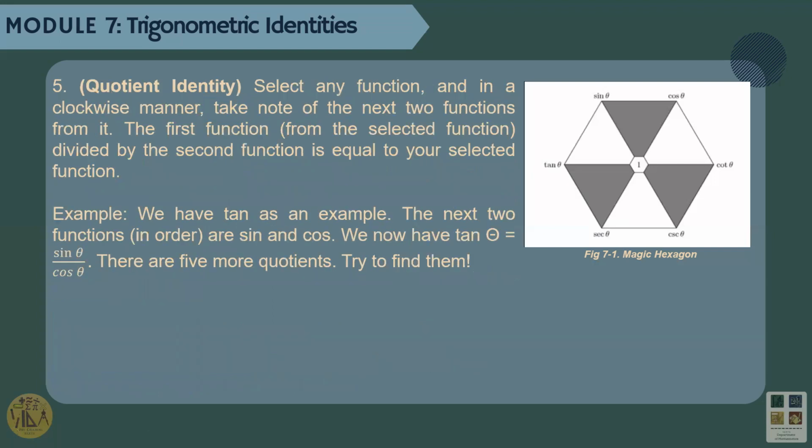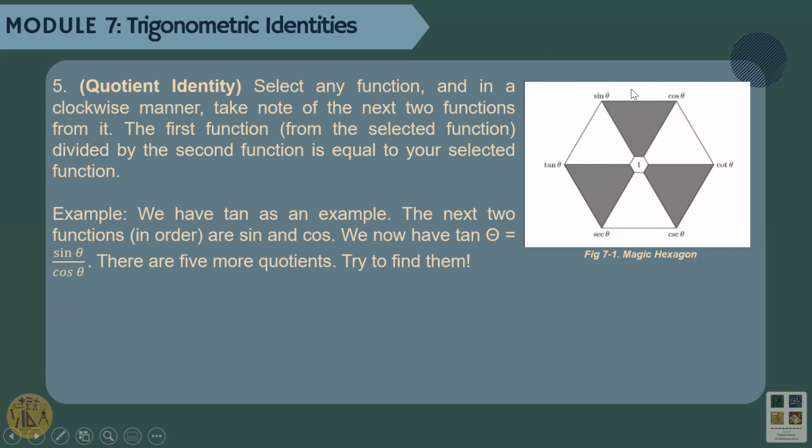Lastly, we have the quotient identity. Select any function and, in a clockwise manner, take note of the next two functions from it. The first function divided by the second function is equal to your selected function. In a clockwise manner, for example, we have tangent theta. The first function is sine theta, and the second function is cosine theta. Sine theta divided by cosine theta, as we know, is tangent theta.